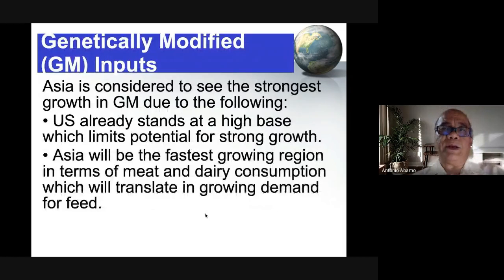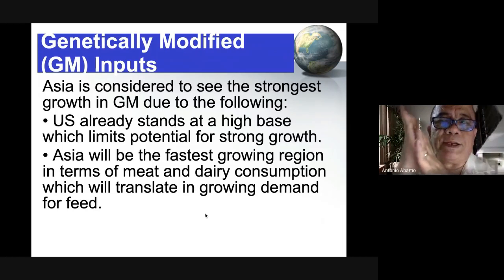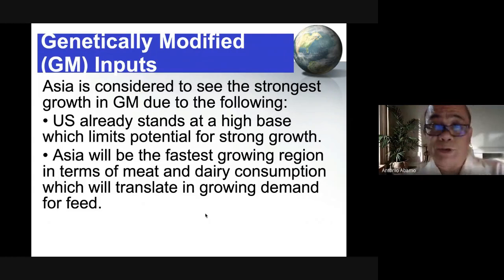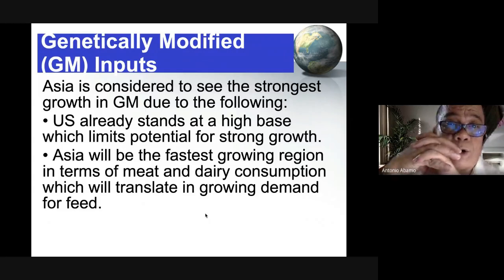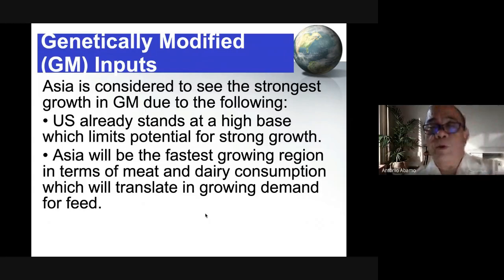Now, another is we have also genetically modified inputs. Genetically modified inputs can either be crop or livestock. In the crop, it's in some vegetables, and potatoes, root crops, and also genetically modified cereals like corn, which also supports the feed industry and other industries. Now, Asia will be the fastest growing region in terms of meat and dairy consumption, which will translate into growing demand for feeds. In order to produce feeds more productively, we need genetic modification.